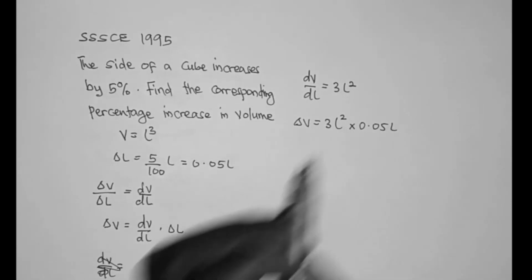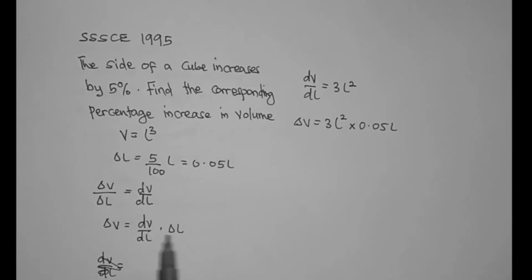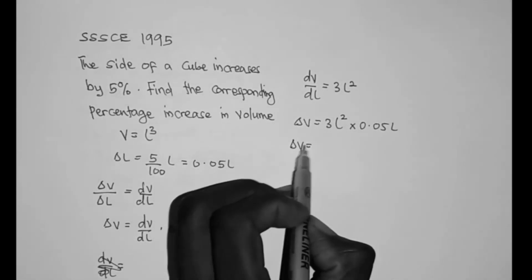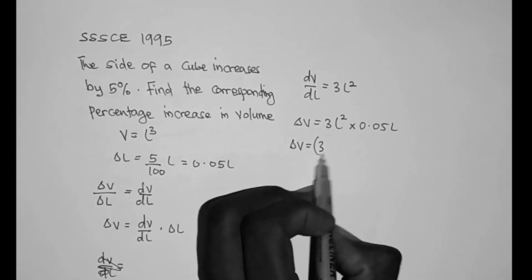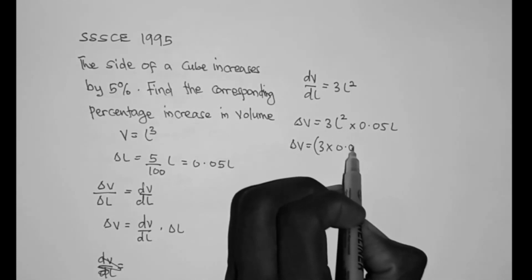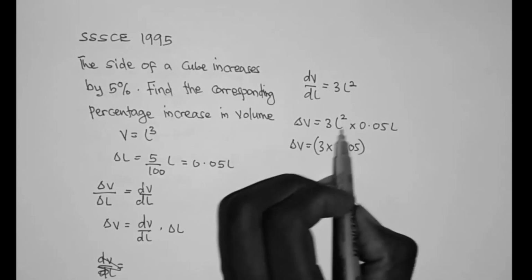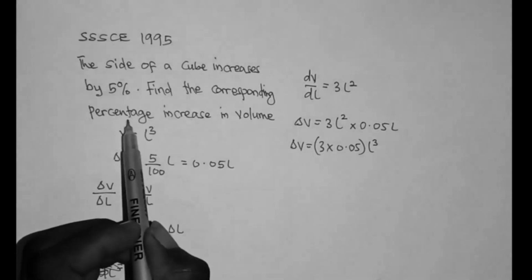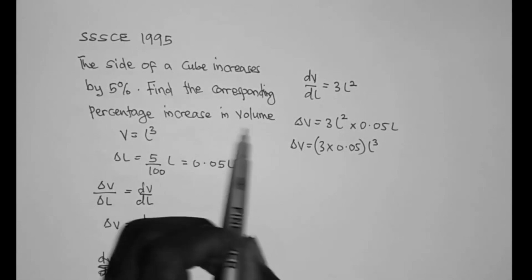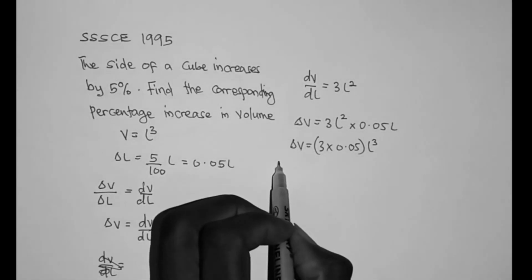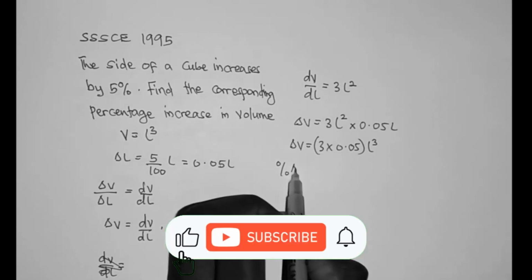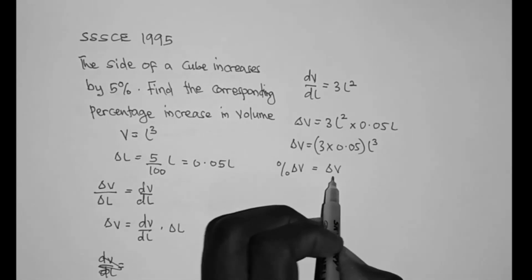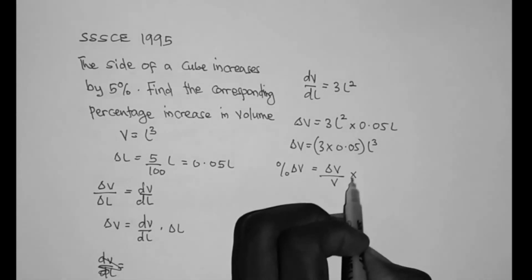and delta L is 0.05 L. So delta V is equal to, in one bracket, 3 times 0.05, then times L squared times L, which equals L cubed. But the question says we should find the percentage increase in volume. But we know that the percentage increase in the volume is equal to the increase in volume over the original volume times 100%.